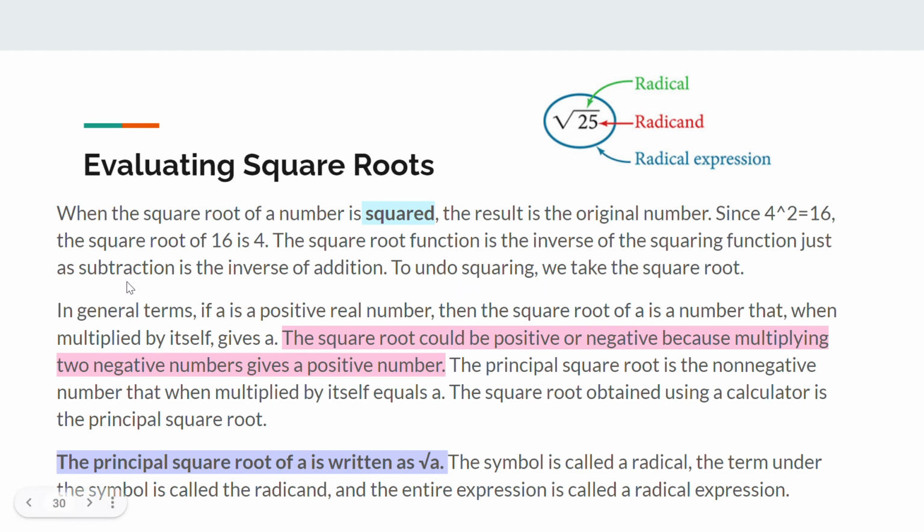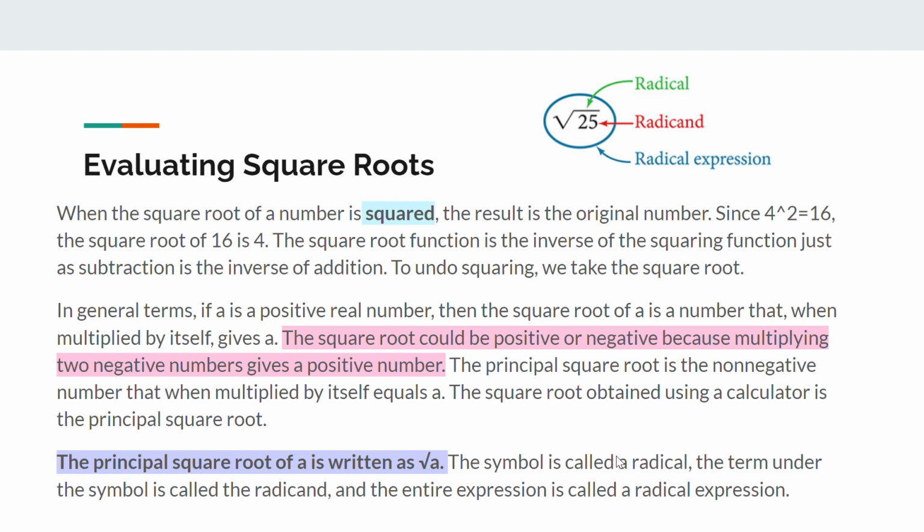In general terms, if a is a positive real number, then the square root of a is a number that, when multiplied by itself, gives a. The square root could be positive or negative, because multiplying two negative numbers gives a positive number. The principal square root is the non-negative number that, when multiplied by itself, equals a. The square root obtained using the calculator is the principal square root. The principal square root of a is written as the square root of a.